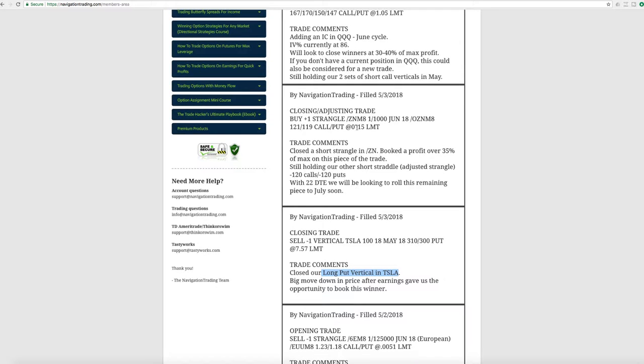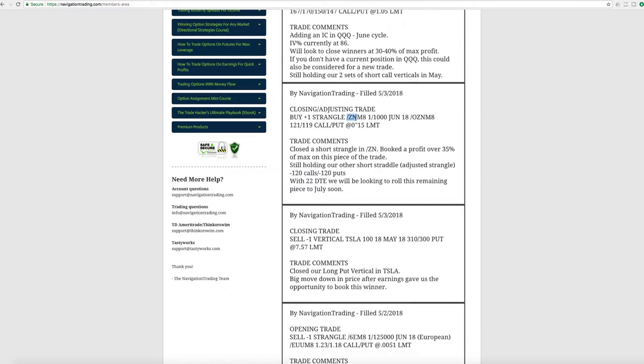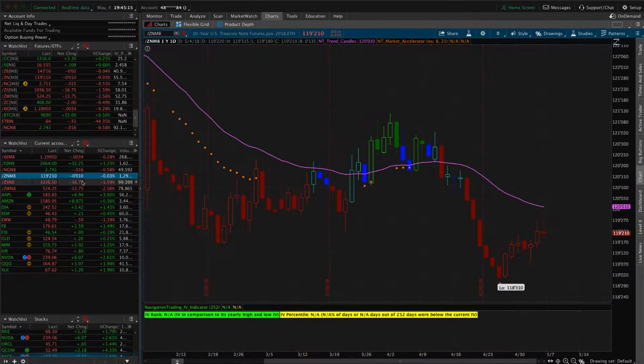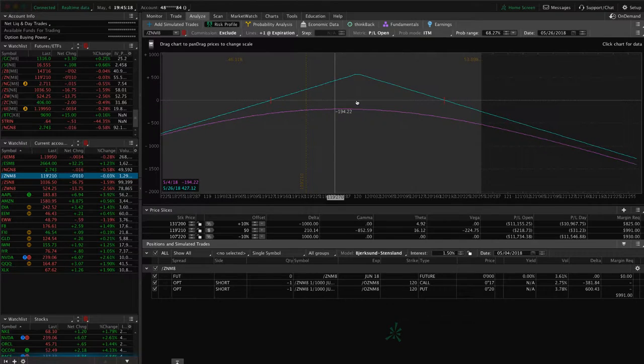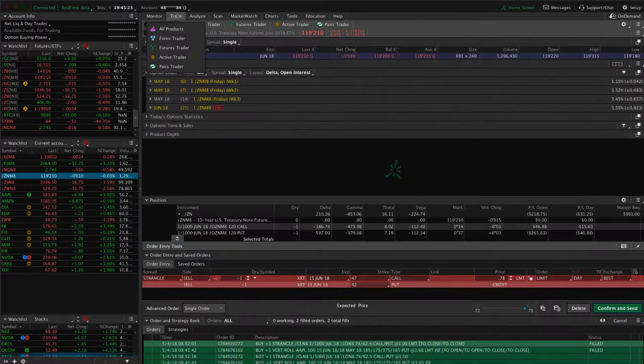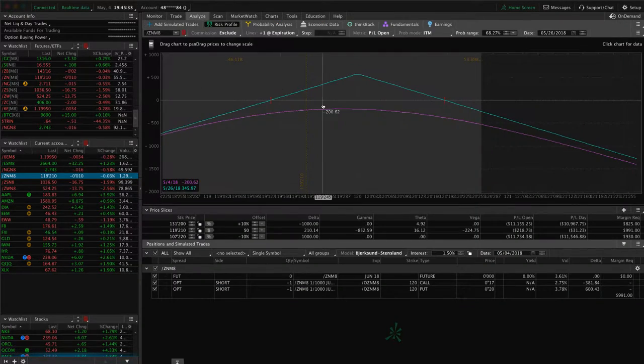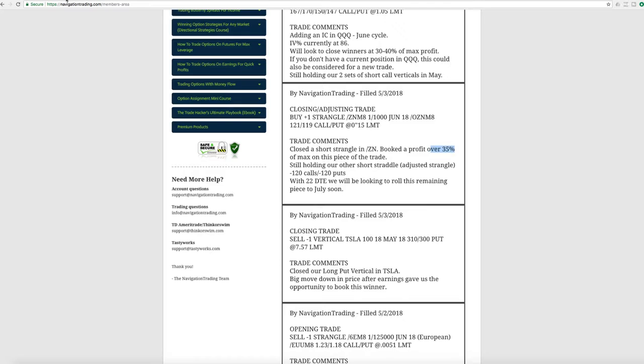Next trade was a closing adjusting trade in ZN. So we closed out a short strangle that we had in ZN, booked a profit over 35% of max profit on that one. And then we're still holding our second piece to that trade, which is an adjusted strangle, currently a straddle at the 120 strike. We're just at 21 days to expiration, so early next week, we will be rolling that out to the next expiration cycle, giving ourselves more time to be right and collecting some more credit on that one. So look for that early next week.